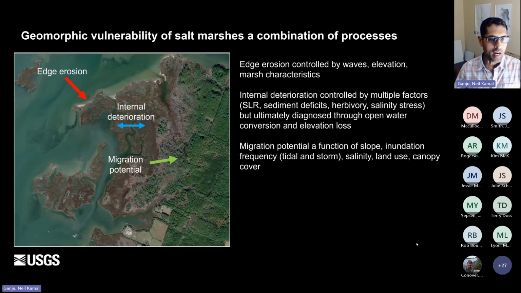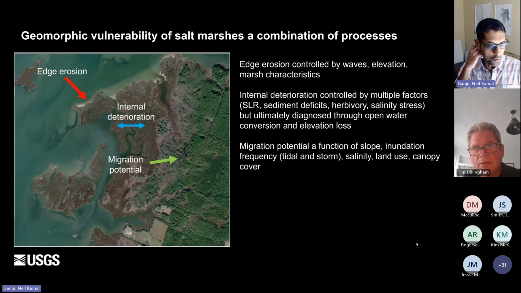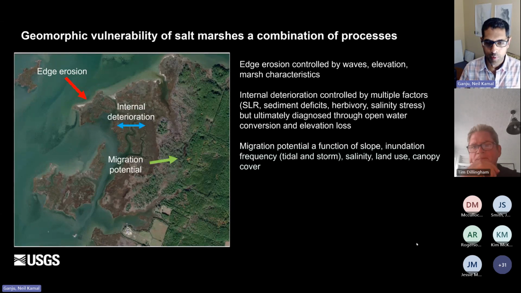And ultimately, there's lots of different things that cause internal deterioration. It can be sea level rise, it can be sediment deficits, it can be invasive rats, it can be crabs, it can be salinity stress during storms. But ultimately, that internal deterioration can be diagnosed through the open water conversion and the elevation loss of that part of the marsh plain.